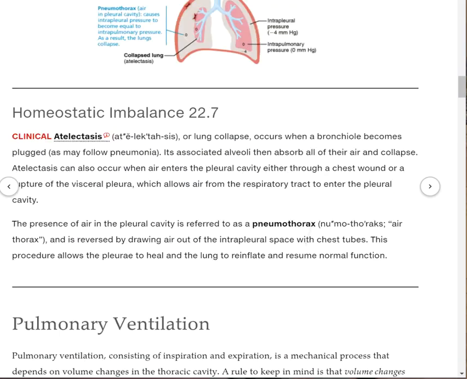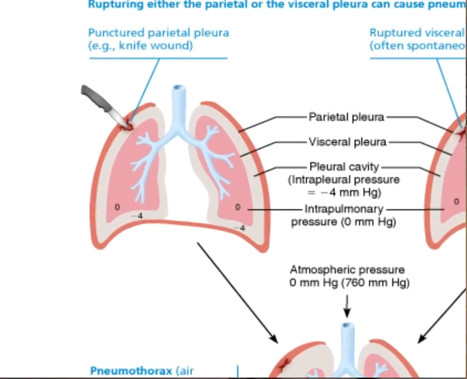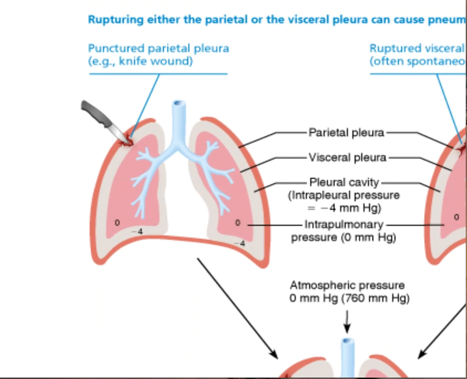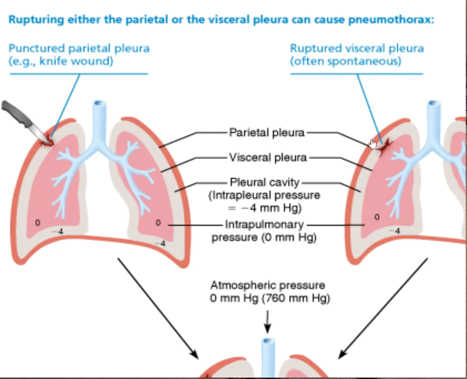Okay, so if we look here, let's say someone has a knife wound, a knife puncture to the thoracic cage, and it enters in through the wall and goes into the pleural cavity. What you've done is you've made a space that out here is 760 millimeters of mercury. This is supposed to be -4, at 756. But now you've made a space. There's an actual gap between.